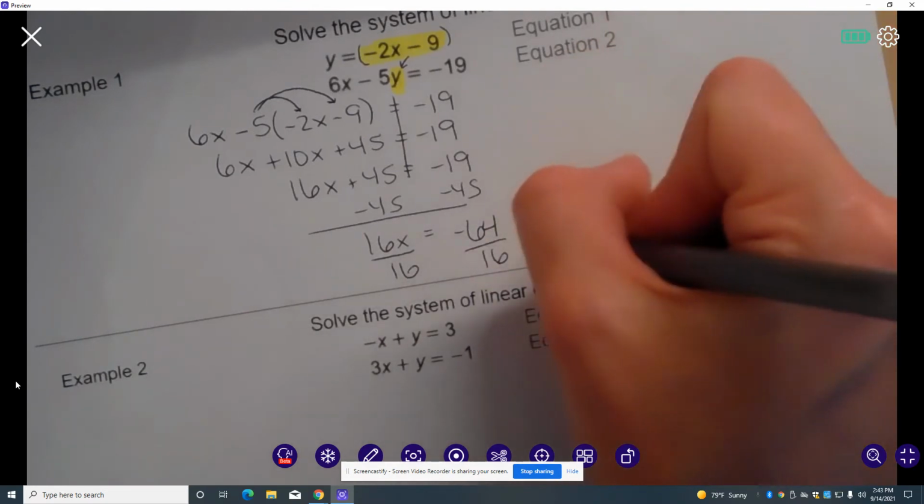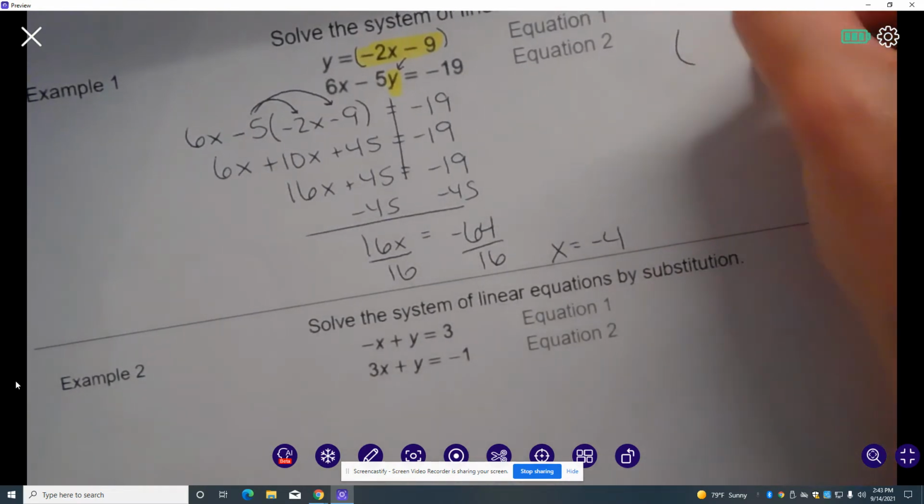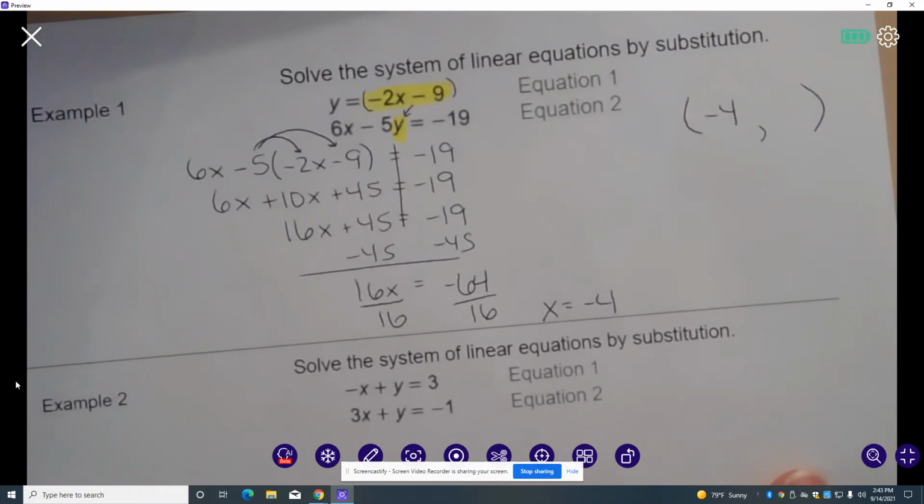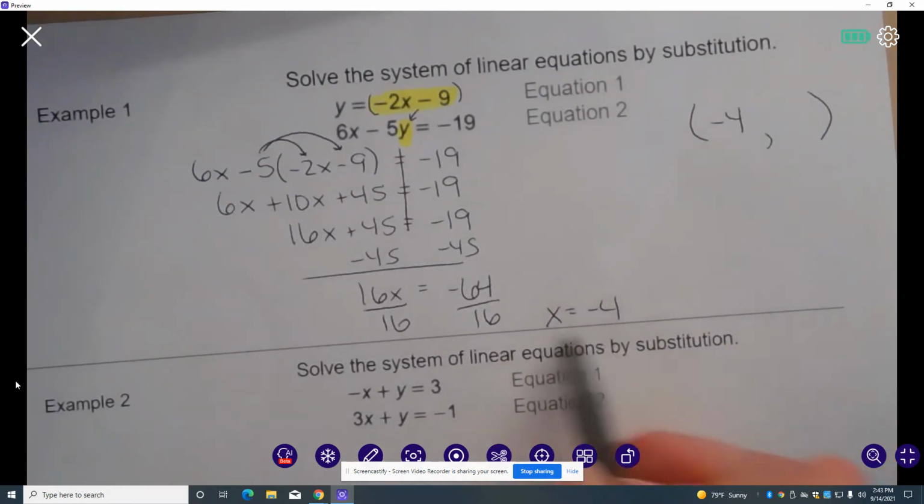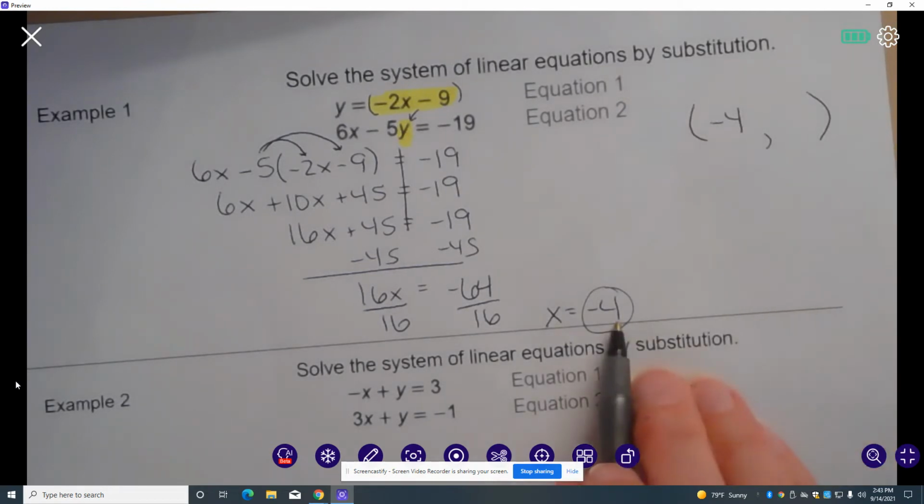And I got x equals negative 4. Now I'm not done. Remember, when I solve a system, I need my x and y value. Right now I just have my x value. I still need y. So now that I know x, I can take that x value and plug it back in to my other equation.